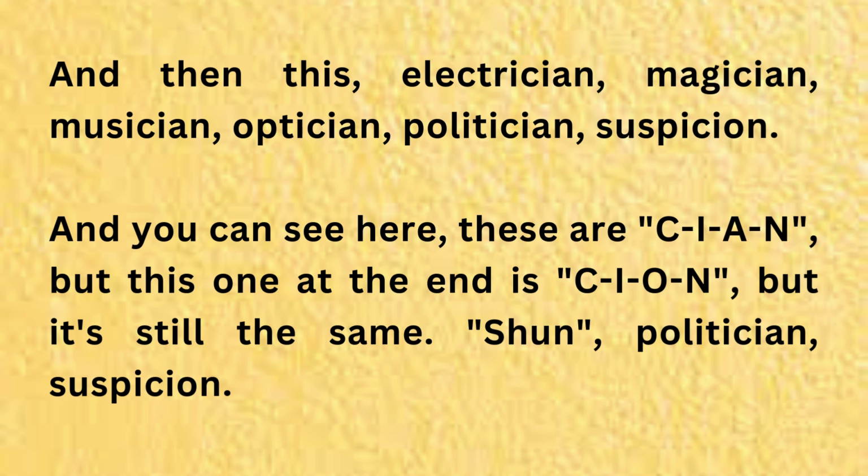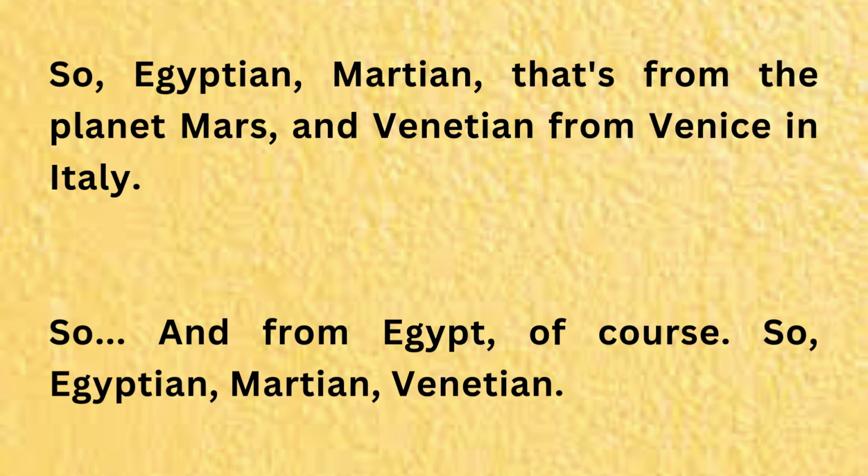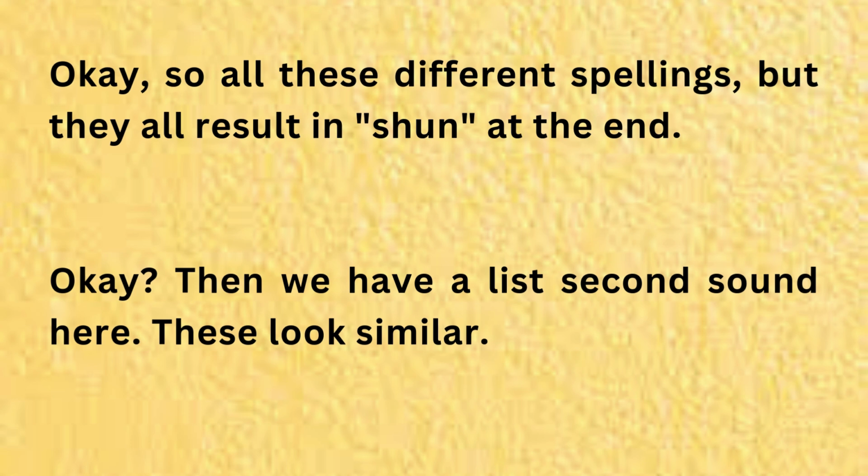Okay? And then this, electrician, magician, musician, optician, politician, suspicion. And you can see here, these are CIAN, but this one at the end is CION, but it's still the same. Shun, politician, suspicion. Okay. And then, finally, these spelt with TIAN, and for some reason, they all have a capital letter because they're all referring to places. So, Egyptian, Martian, that's from the planet Mars, and Venetian from Venice in Italy. And from Egypt, of course. So, Egyptian, Martian, Venetian. Okay, so all these different spellings, but they all result in shun at the end.